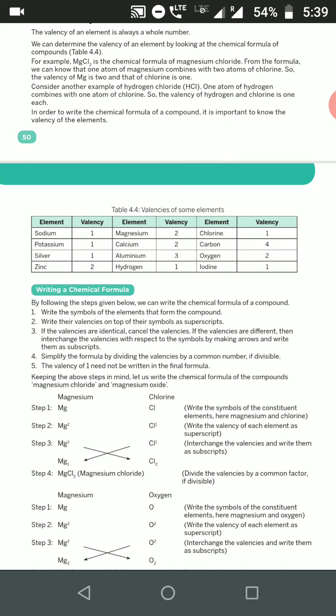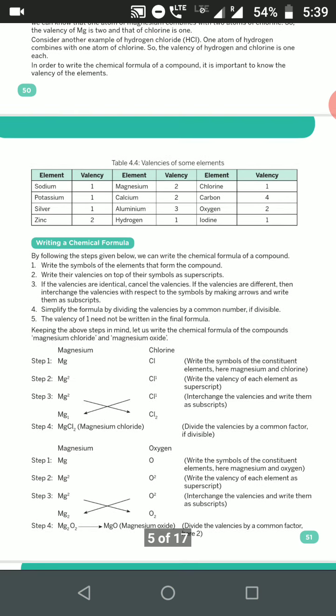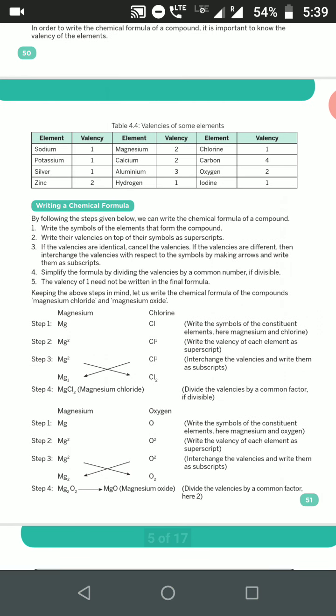Now do crisscross. Write the valency at the bottom of the symbols as subscripts. If the valencies are identical, like 2 and 2, then cancel the valencies. But if the valencies are different, you cannot cancel.